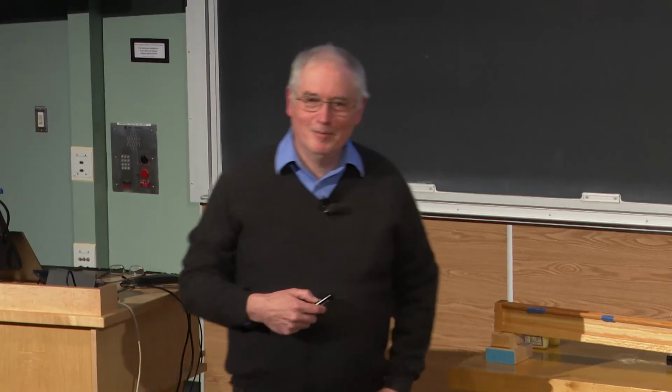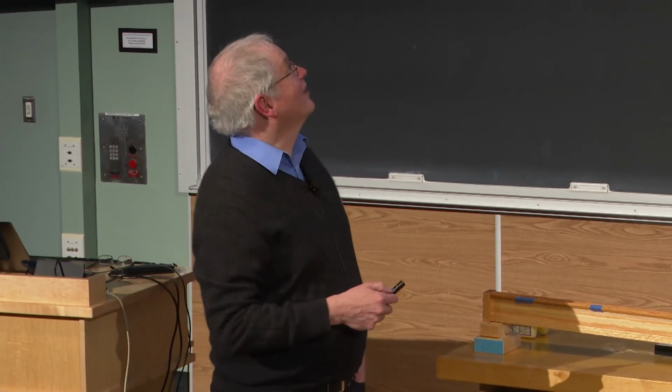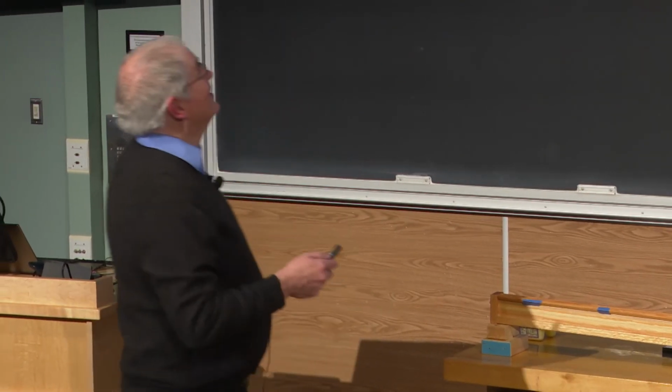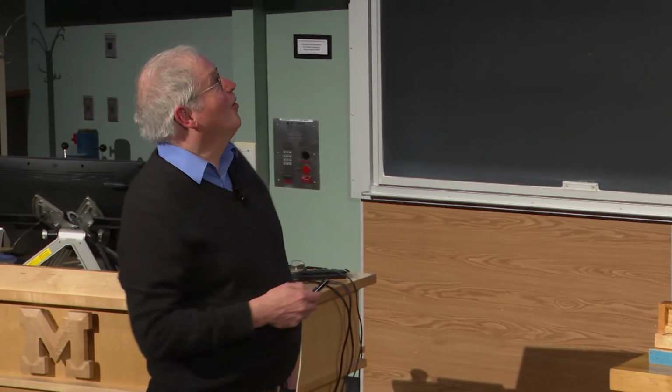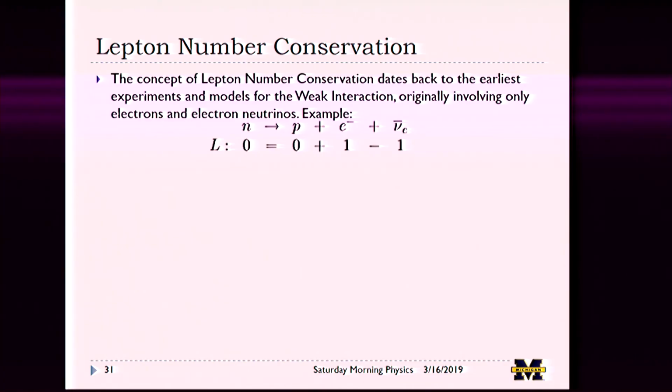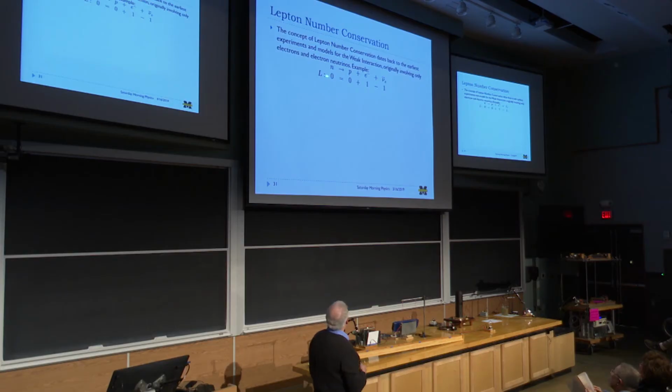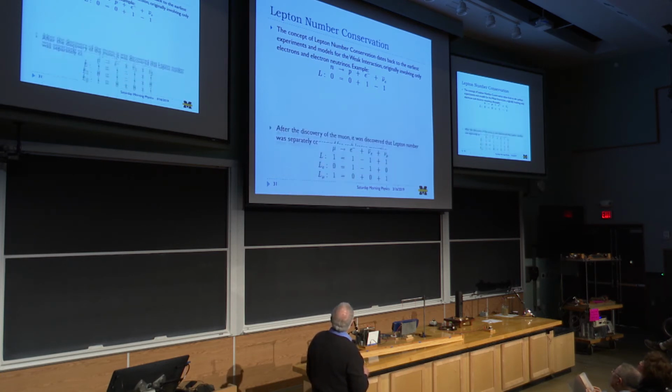Now I want to turn my attention to the muons. I don't want them to feel left out. So this idea of muons, this concept of lepton number conservation, has been around for a long time. For example, in neutron decay, a neutron goes to a proton, an electron, and an antineutrino. The number of leptons on this side, 0, is the same as the number on this side, 0.